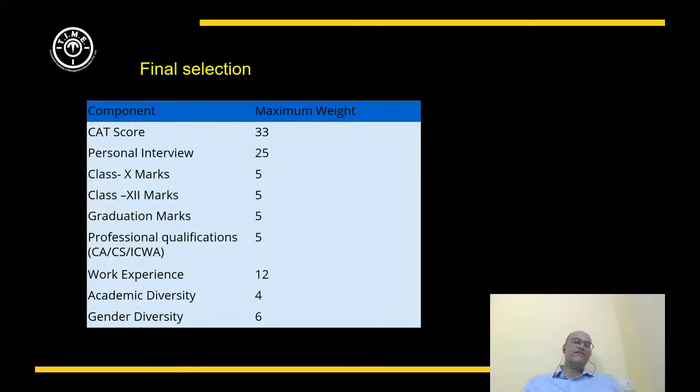Now, I want to again reiterate this was last year's process. This year, the admission criteria is not yet out. It is expected to be revealed after a few weeks.